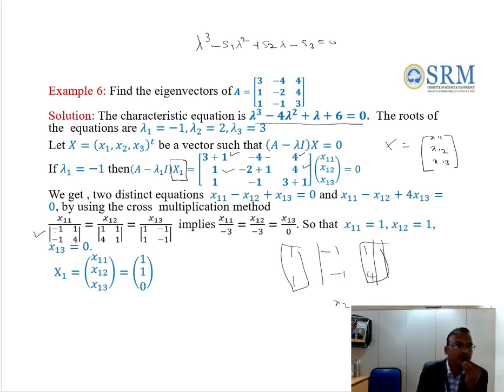Right. So what is this? x11 is minus 4 plus 1, that is minus 3. Then similarly 1 minus 4, therefore minus 3. This gives 0. Therefore x11 equal to minus 3, x12 equal to minus 3, x13 equal to 0. If there is any common factor between all these three values, you remove the common factor. In fact, the common factor is minus 3. If you remove it, that leaves 1 1 0. Therefore the first eigenvector is x1 equal to x11, x12, x13, that is 1 1 0. This corresponds to the eigenvalue lambda 1 equal to minus 1.